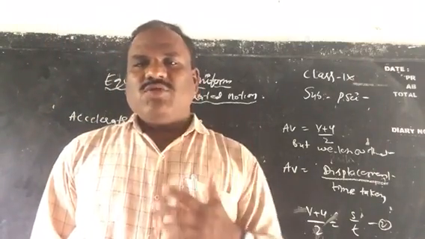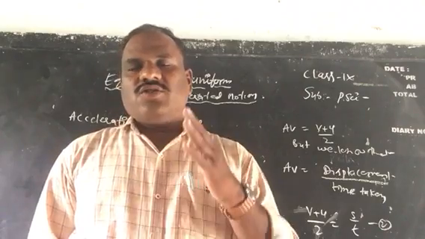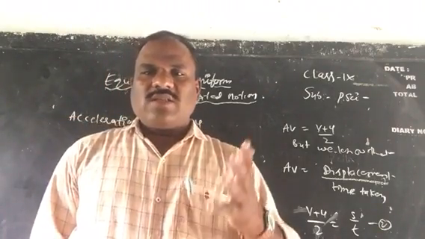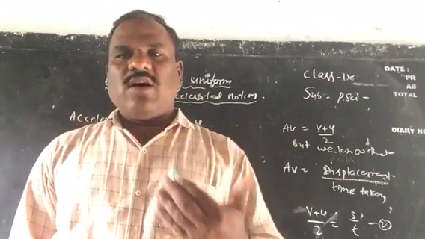And acceleration means what, children? The rate of change in velocity is called acceleration. The unit of acceleration in the SI system is meter per second square. So let us see how we can form equations by taking all these physical quantities.